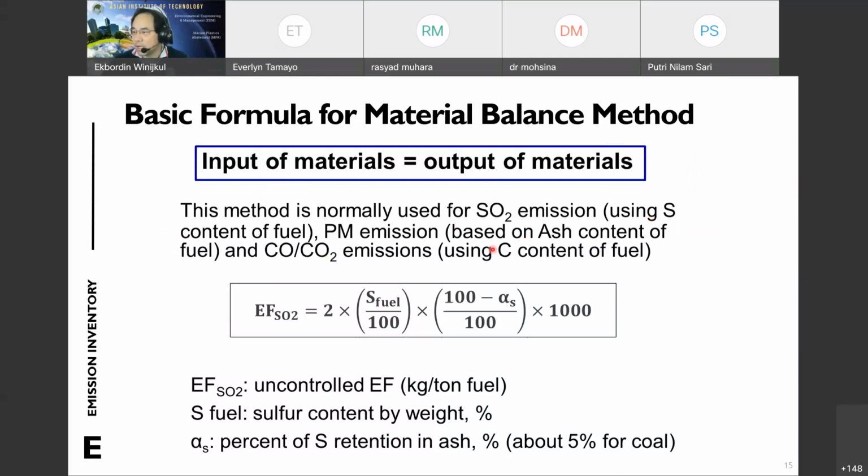For example, this one is the emission factor of SO2. You can calculate it from the amount of sulfur content in the fuel, and then we need to multiply by 2, because sulfur has a molecular weight of 32, and sulfur dioxide has a molecular weight of 64. That's why we need to multiply by 2 here. It's the concept of mass balance, where mass input equals mass output. And then this one is the adjustment for when some of the sulfur is retained in ash, so it will not go into sulfur dioxide.